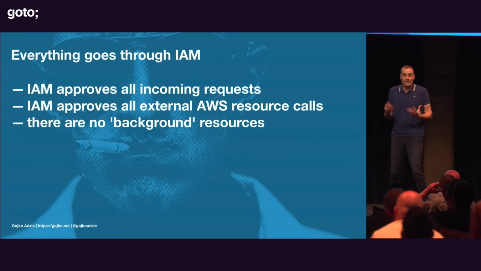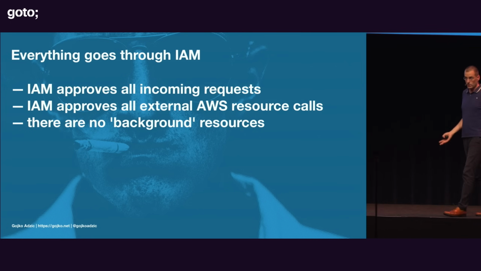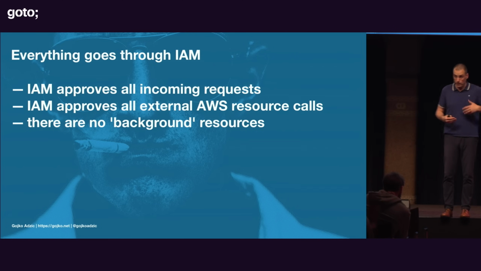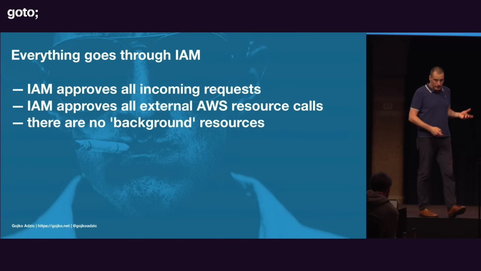And actually, there's no such thing as a background resource here, really, because S3 is available using HTTPS. Dynamo is available using HTTPS. AppSync is available using HTTPS. So people can talk to you directly if IAM allows that. So that begs an interesting question.